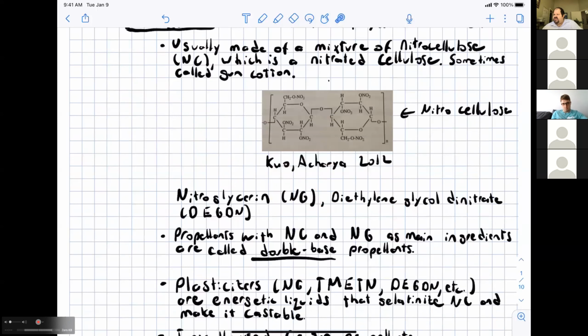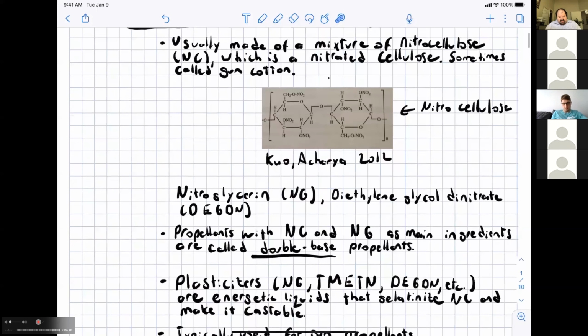And these are energetic. And what these do when you add these to nitrocellulose, or cellulose in general, like a cotton swab, is that this nitroglycerin and DEGDN are called plasticizers. And so what they actually do is they turn the nitrocellulose into a gelatin, and then while it's in this sort of viscous liquid form, you can actually cast these propellants into various shapes, and then they eventually solidify.